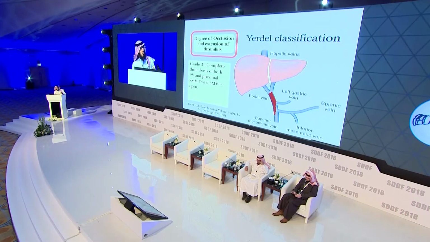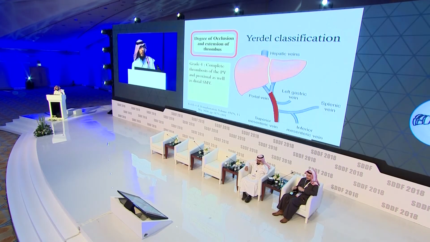Grade 3 describes complete thrombosis of the portal vein with proximal extension into the superior mesenteric vein; however, the distal superior mesenteric vein is open. Grade 4 is when the thrombosis is occluding the portal vein and both the proximal and distal superior mesenteric vein. Yerdel grades 3 and 4 represent a major challenge during liver transplantation.